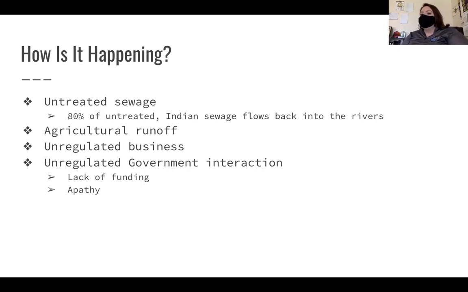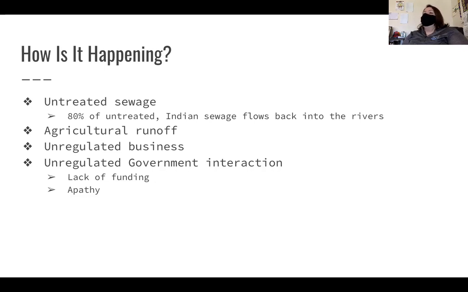Okay? So sewage is a variety of different things. It's every time you flush the toilet, it's sewage. Every time that you run the dishwasher and all the dirty water goes down, that's sewage. Every time that you run the sink and all the dirty water goes down, it's sewage, right? 80% of that sewage in India goes back into the river without being filtered, without being cleaned, without being sanitized, which means that everything that you flush down the toilet or everything that goes through the dishwasher or everything that is a water source that runs back into the river ends up back in people's households, okay? Without being cleaned, without being filtered, without being sanitized.